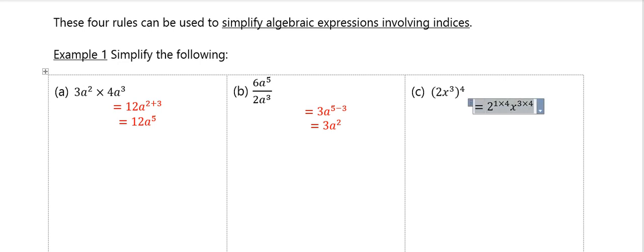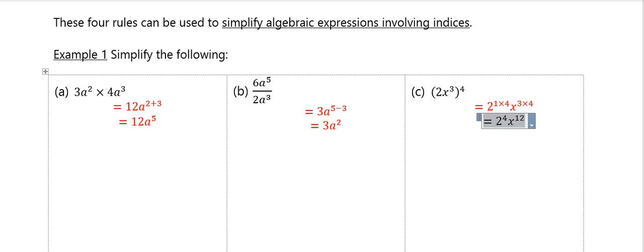From here, you just have to simplify them further. So 2 to the power 1 times 4 is 2 to the power 4, and then x to the power 3 times 4 is x to the power 12.